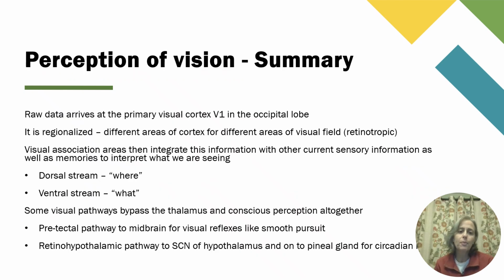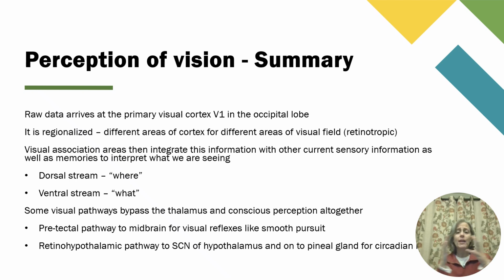So in summary, for perception, remember that just that raw data of the different colors and shapes are arriving at the primary visual cortex at V1, and it's regionalized, so different areas of the cortex are receiving information from different areas of our visual field, which also means different areas of the retina, because that all kind of maps out. So the word for that is retinotopic, right?